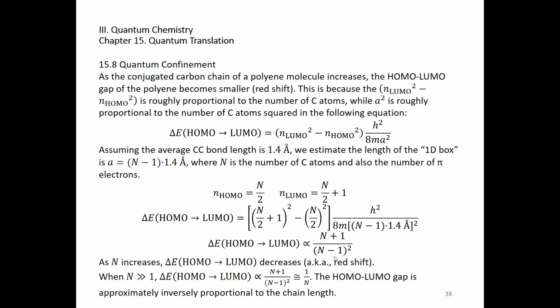It's called redshift. When n is much greater than 1, n plus 1 is close to n, and n minus 1 is close to n. Now the HOMO-LUMO gap is proportional to the reciprocal of n, or the reciprocal of the number of carbon atoms. So now it's really clear that when we have a longer polyene molecule, we will observe a smaller HOMO-LUMO gap. The HOMO-LUMO gap is approximately inversely proportional to the chain length, or to the number of carbon atoms.